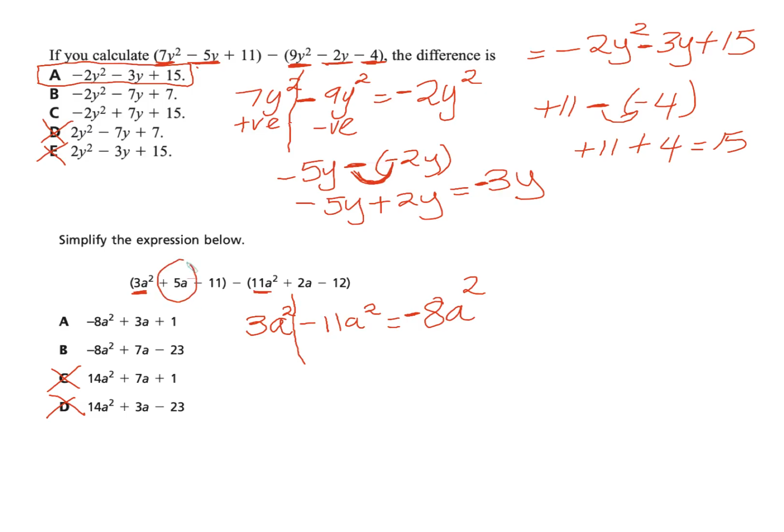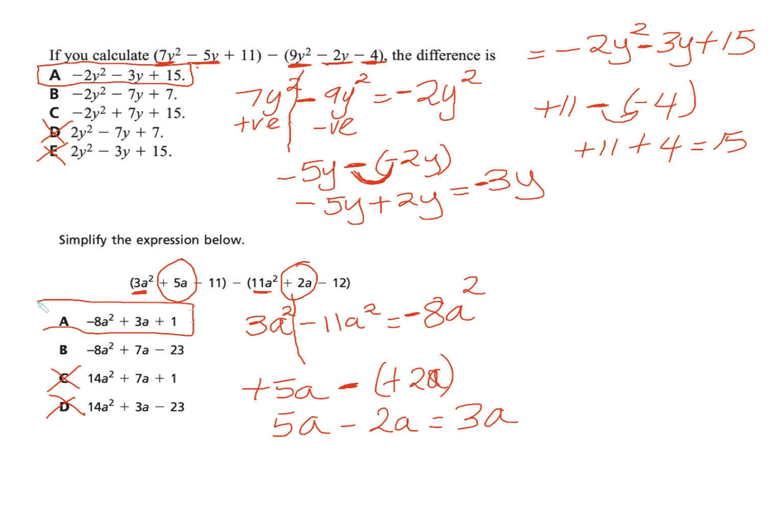Okay, let's focus on the 5a. Notice I'm taking my sign. And the 2a. So I have a positive 5a, and I'm subtracting my positive 2a. And you don't need to write that plus sign. So you can just write it as 5a minus 2a, which gives you 3a. And notice, this is the only one right here with a 3a, and we're finished.